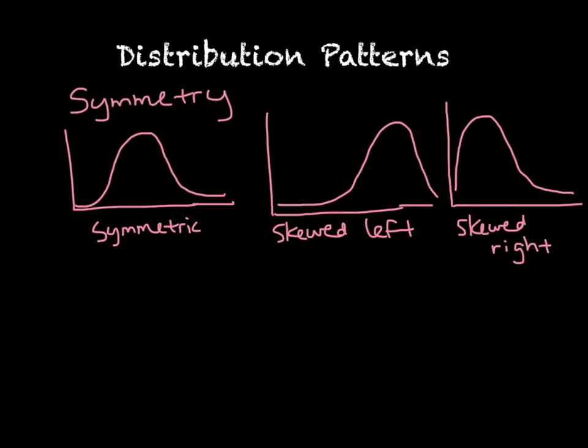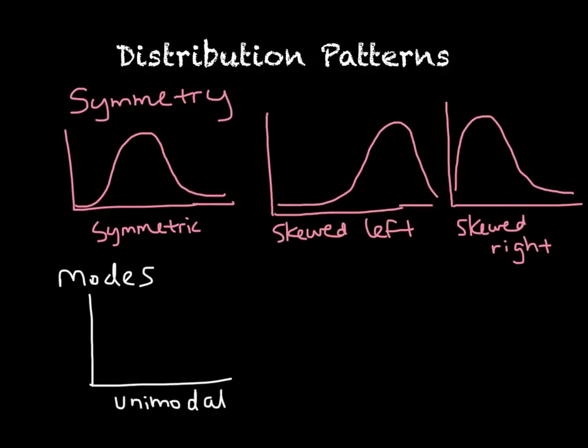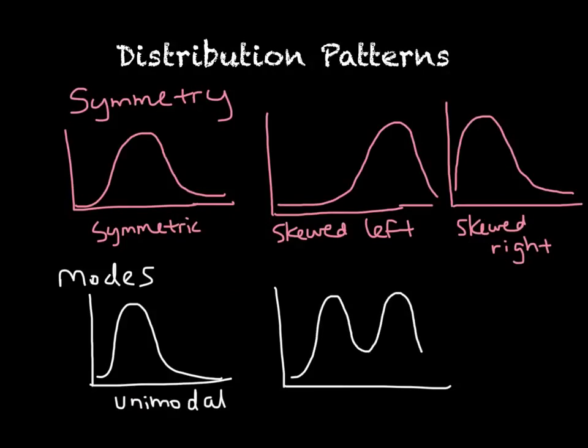We can also classify a distribution based on the number of modes it appears to have. So we can have a distribution that is unimodal, meaning it only has one mode, which is the case for all of these graphs that we've drawn so far. Or we could have a graph that is bimodal, meaning that there are 2 modes. And we see that each of the peaks corresponds to a mode.